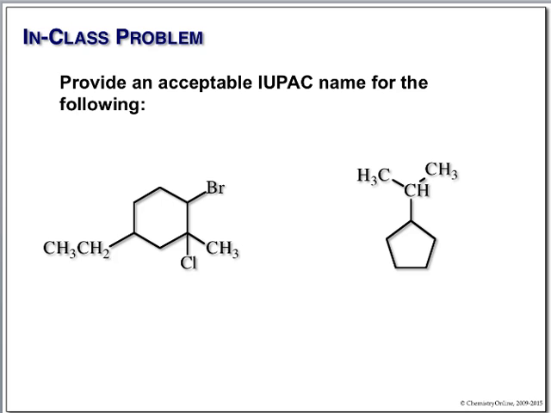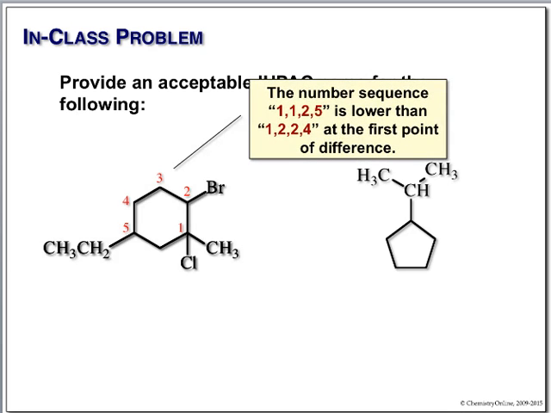If we let, say, this guy be number 1, that would be 1, 2, 2, 4. This is the lowest number sequence: 1, 1, 2, 5 beats out 1, 2, 2, 4. So we just put them all together.